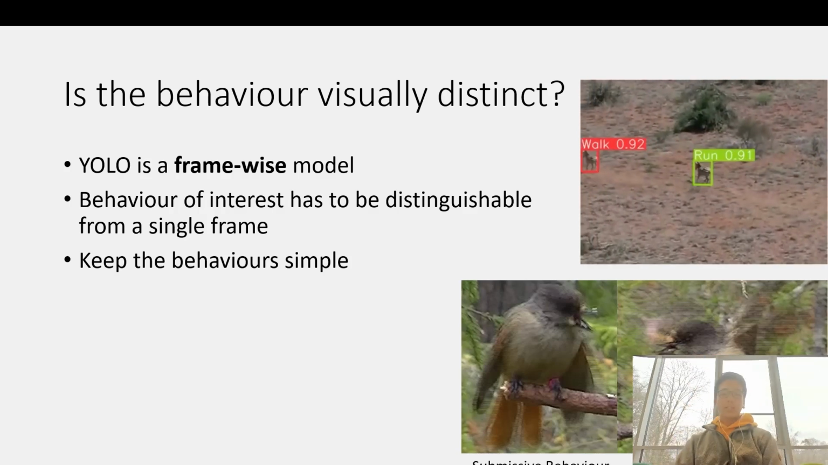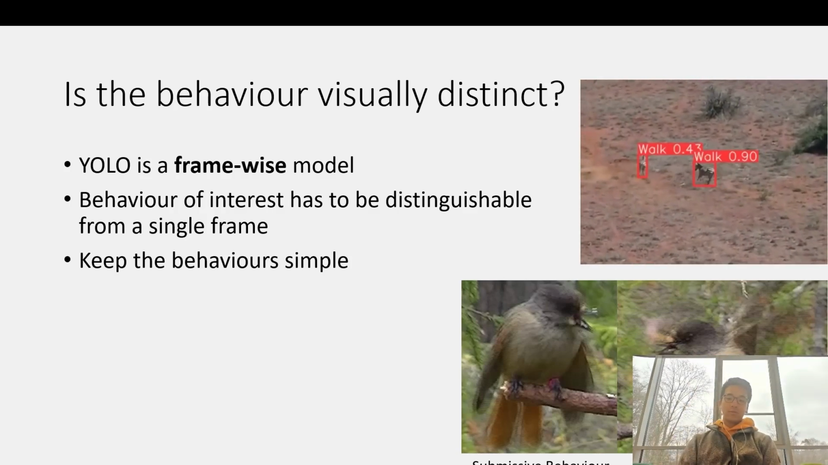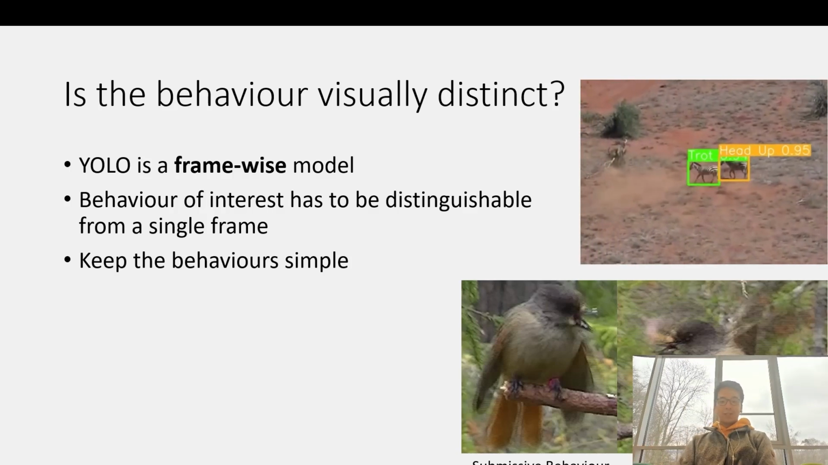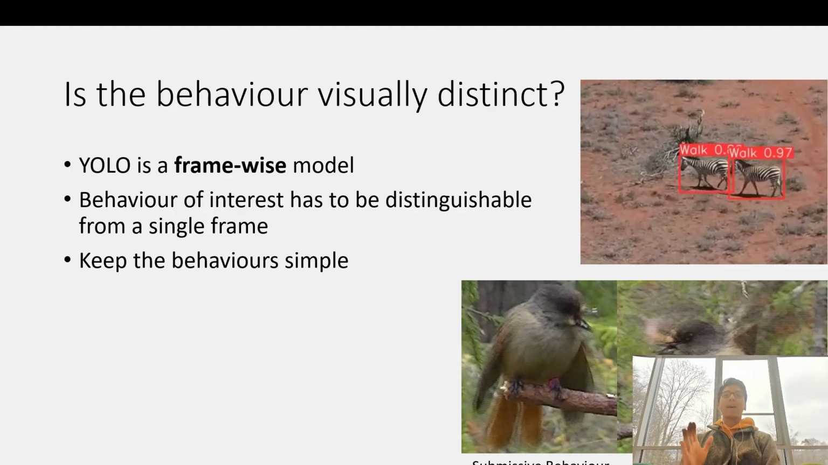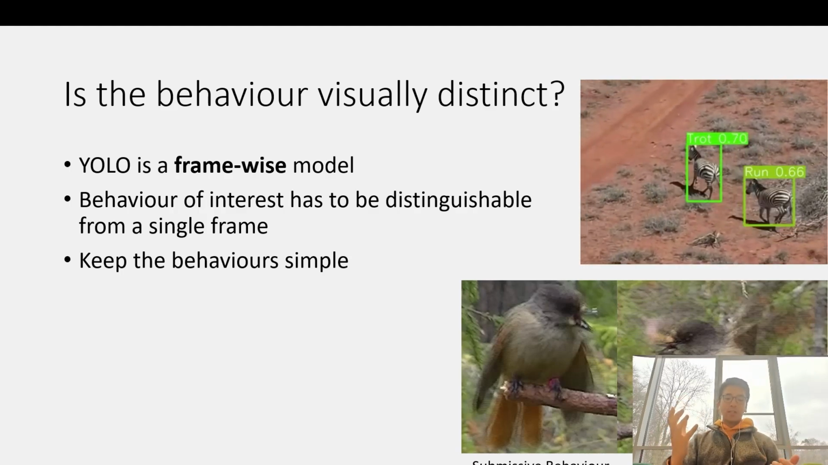The behavior of interest needs to be visually distinguishable. So something simple like head up, head down would work really well. An animal being head up or head down is super visually distinct.